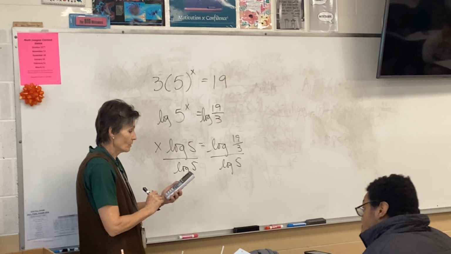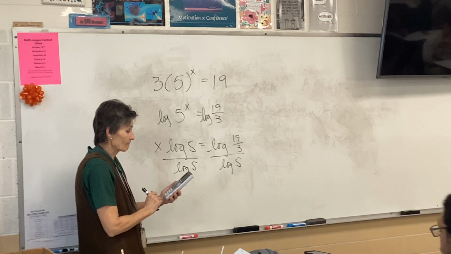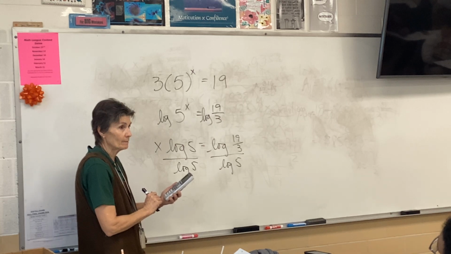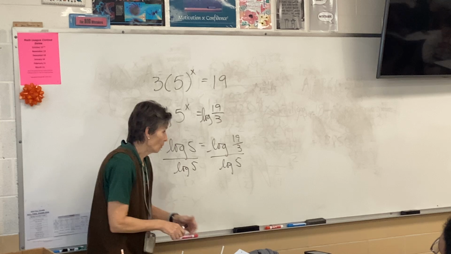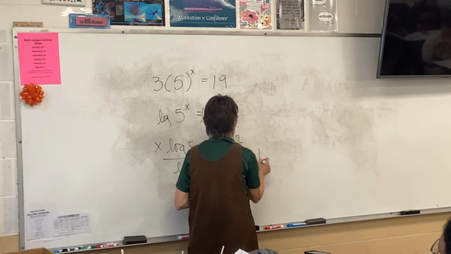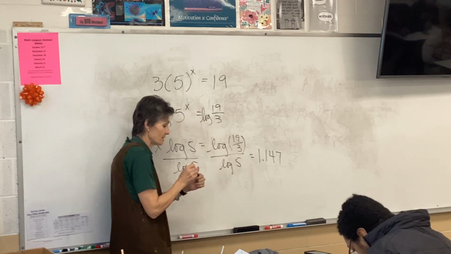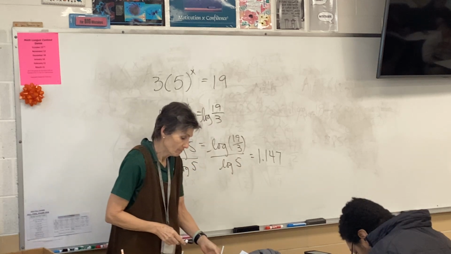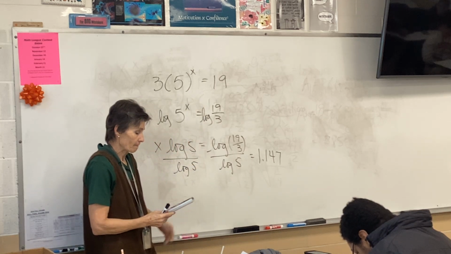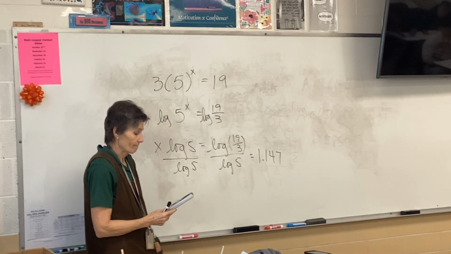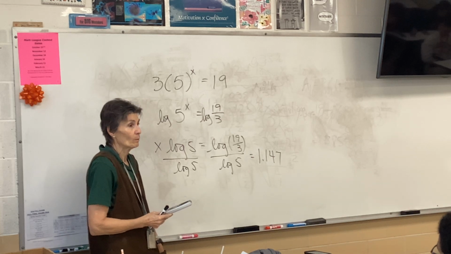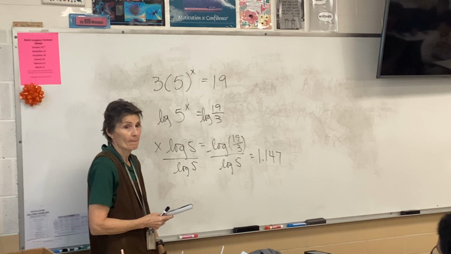0.871. Oh, no. 1.147. Oh, I flipped it. So make sure you're closing the parentheses around the 19/3. And after that, it's barbecue chicken. Now did you get it? 1.147? Yep. All right.